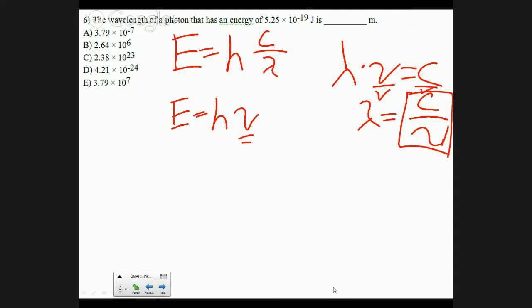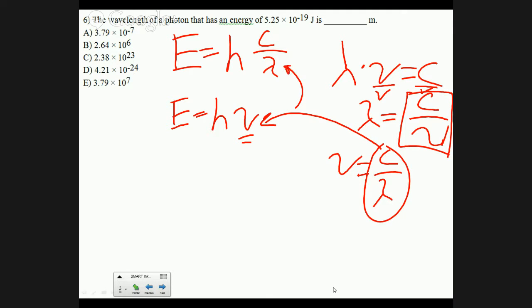Oh, I solved it for the wrong thing. Oh man, I'm a dummy. Stop yelling at me. I solved it for the wrong thing. You rearrange it, you get v equals c over lambda. Then you plug that in to here, and you get this equation. So we got energy. We know that. Planck's constant is constant. C is a constant. The only thing unknown is lambda. So you just do some algebra, you solve for that, and you get final answer of A.